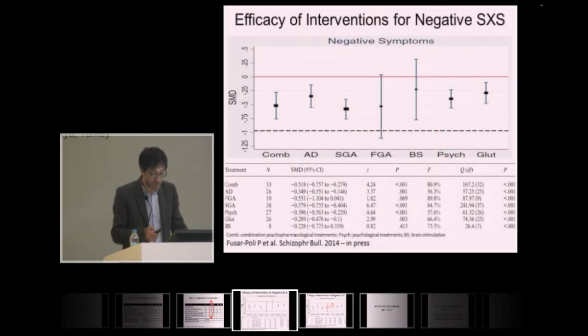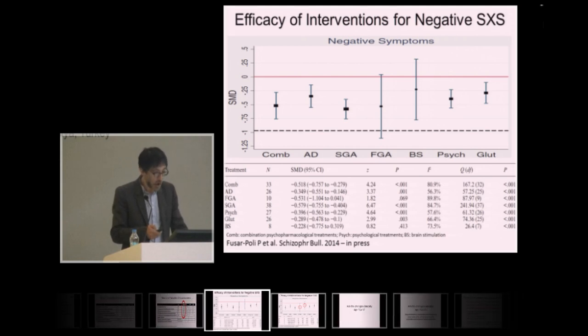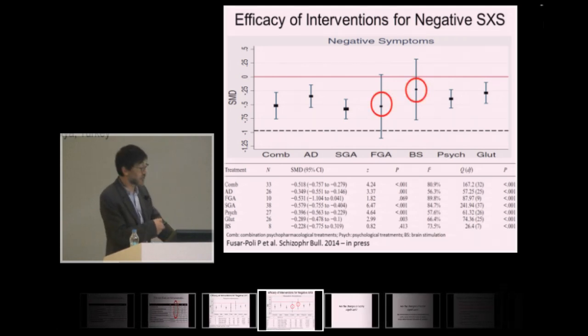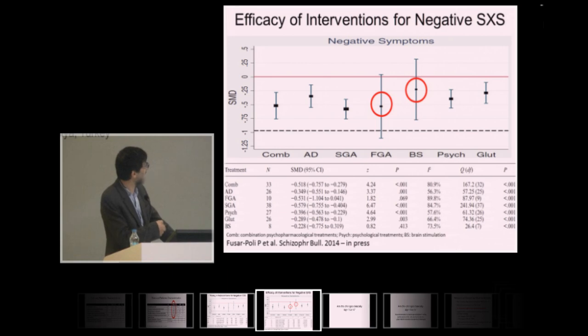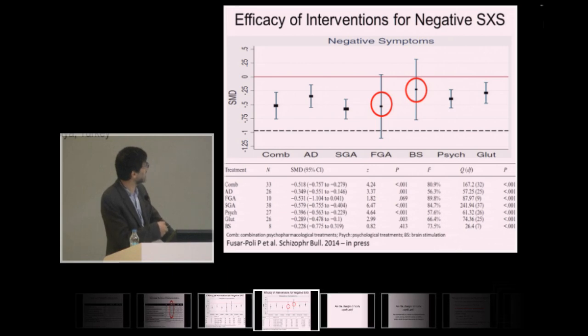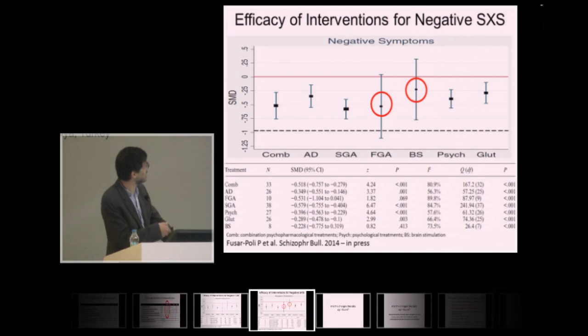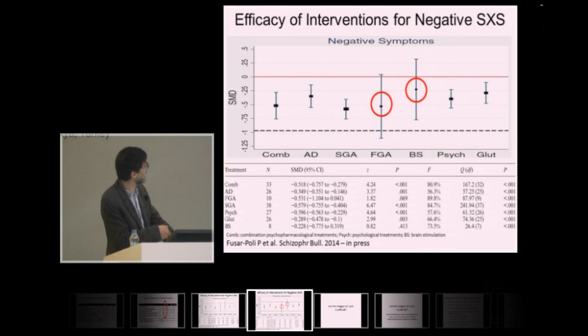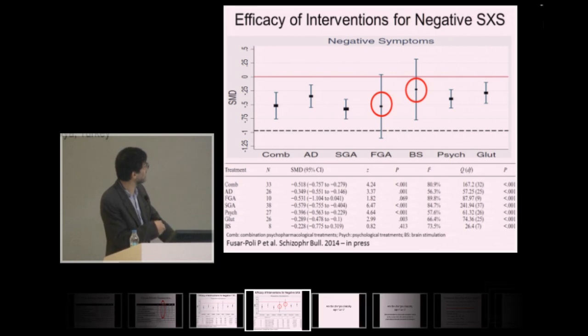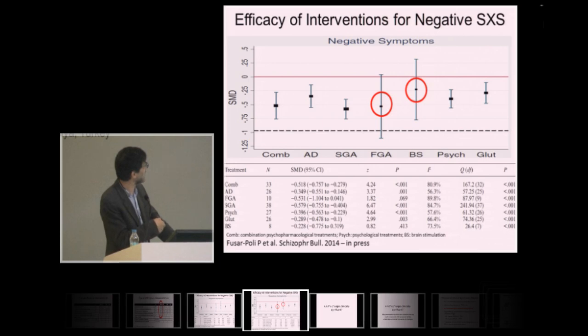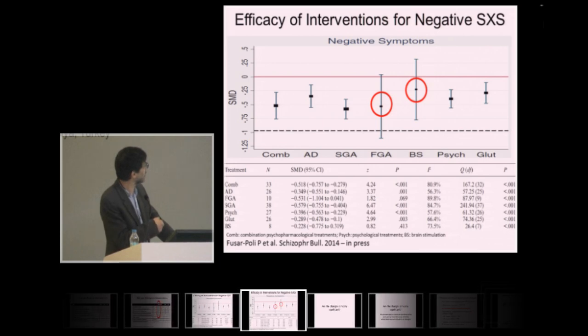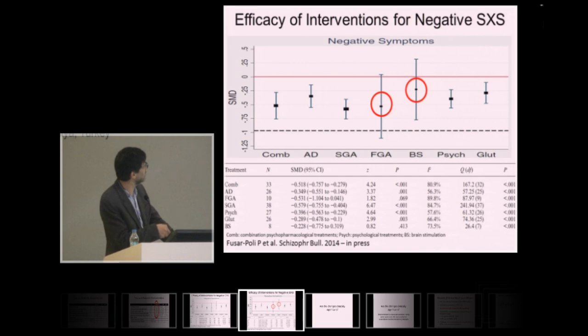Here's the main result. Okay, so here are the main treatments we've looked at. Adding in an antidepressant, using a second-generation antipsychotic, using a first-generation antipsychotic, using brain stimulation, using psychosocial interventions, or this miscellaneous group where you combined an antipsychotic with various other drugs. And there's the glutamate drugs there.